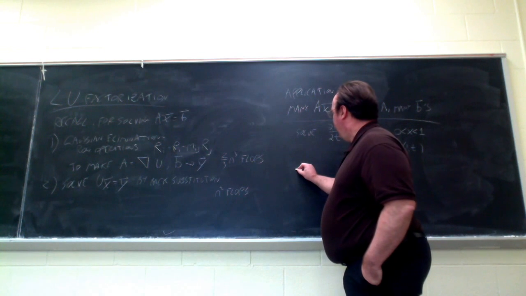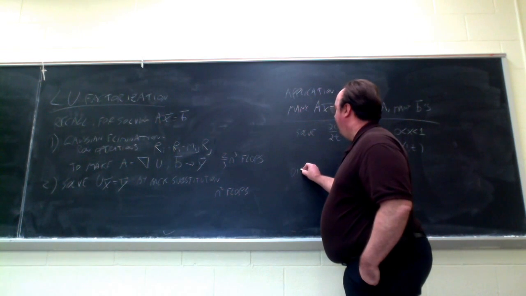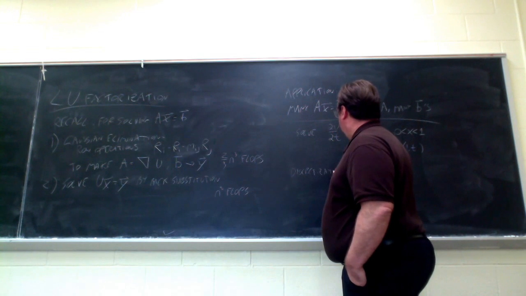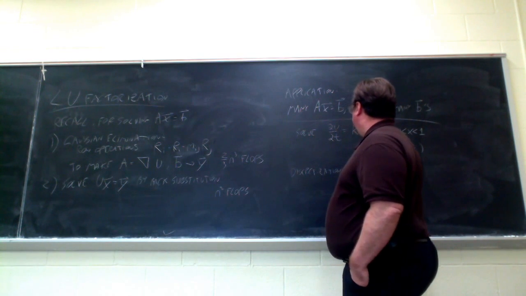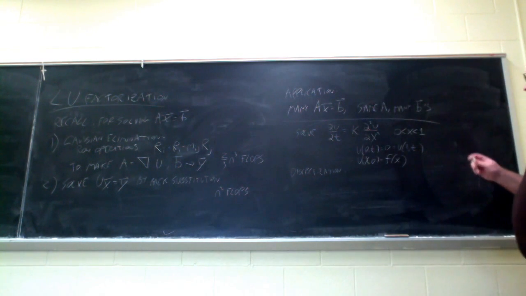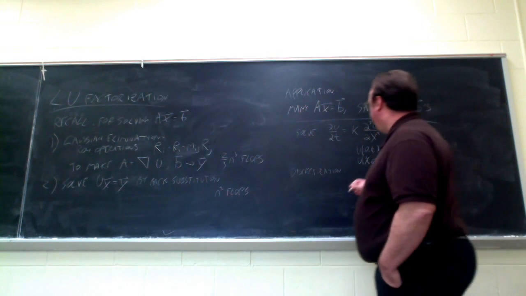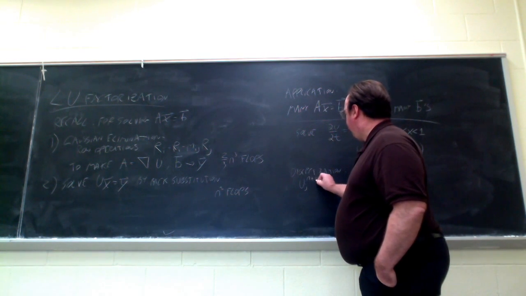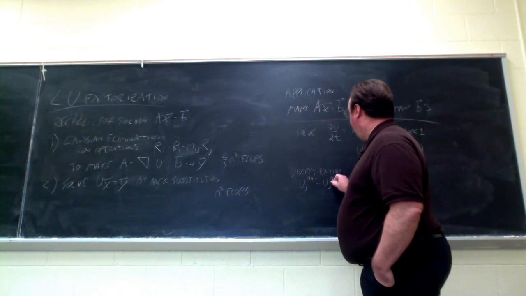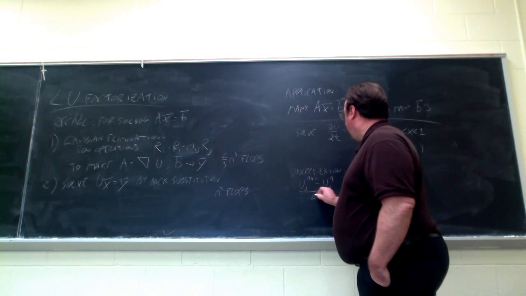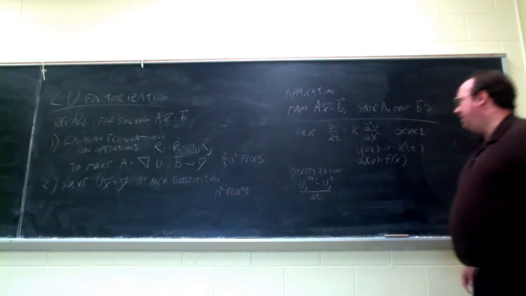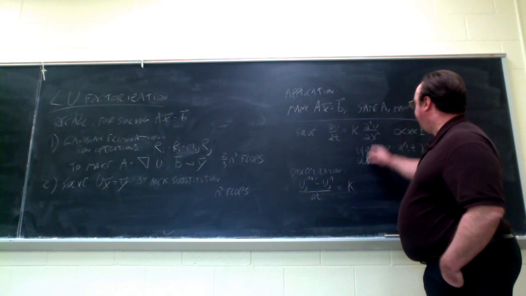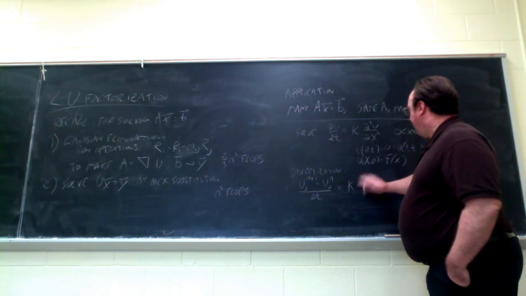So after discretization in both space and time, the system of equations we need to solve is (u_j^(n+1) minus u_j^n) over delta t, so this approximates du/dt, is equal to k, and then we need the second derivative with respect to x.